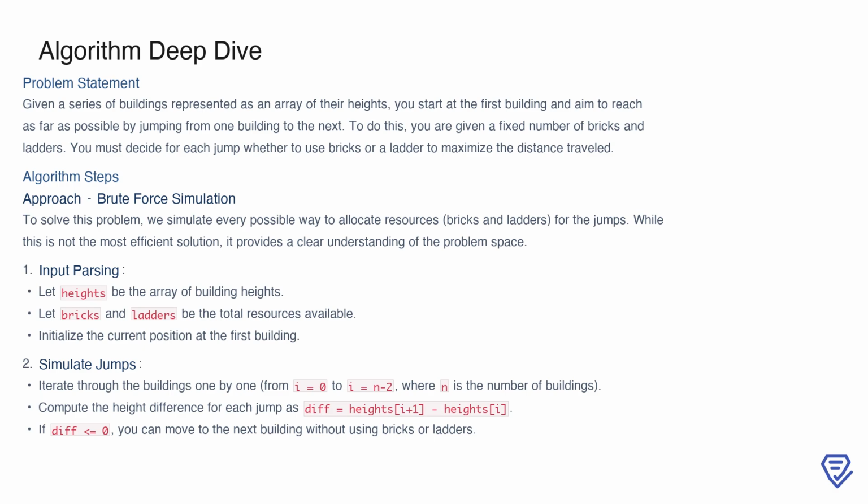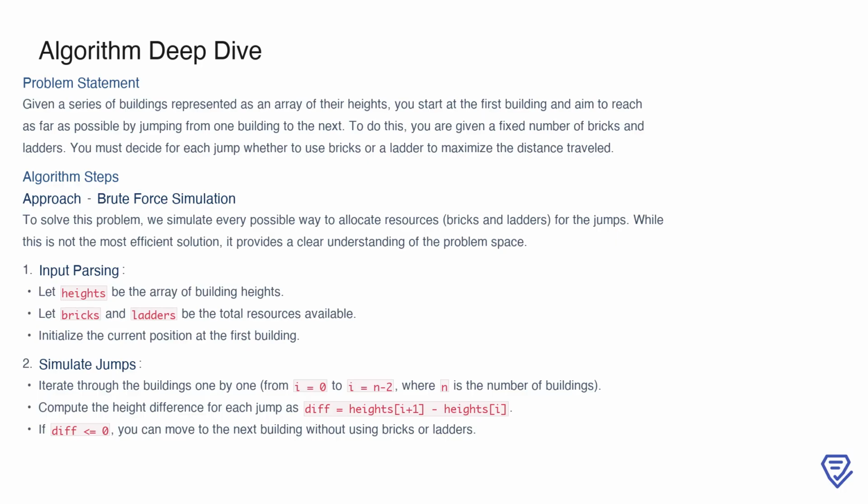We'll start by simulating all possible ways to use the bricks and ladders, a brute force approach that helps us understand the problem. First, we parse the input. The array heights gives the height of each building, while bricks and ladders represent our total resources. Initially, our position is set to the first building. From there, we simulate the jumps by iterating through the buildings one by one.